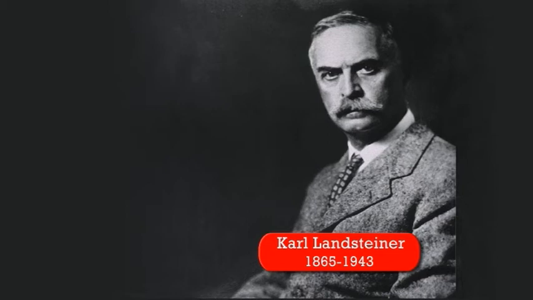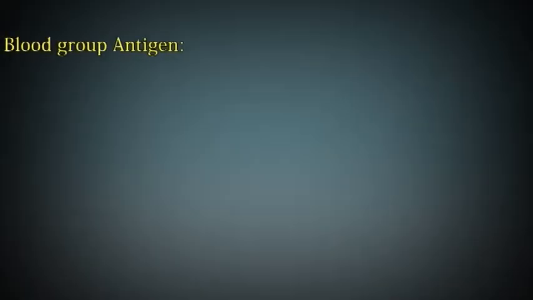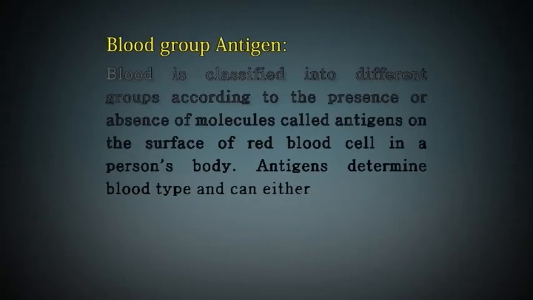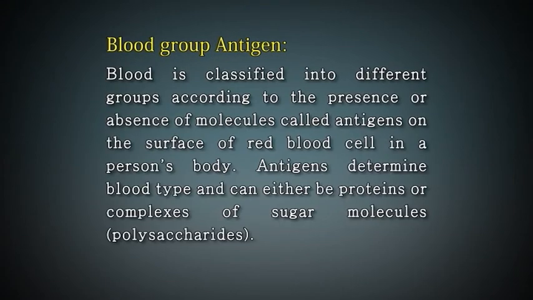blood transfusion became safer. Blood group antigen. Blood is classified into different groups according to the presence or absence of molecules called antigens on the surface of red blood cells in a person's body. Antigens determine blood type and can either be proteins or complexes of sugar molecules or polysaccharides.